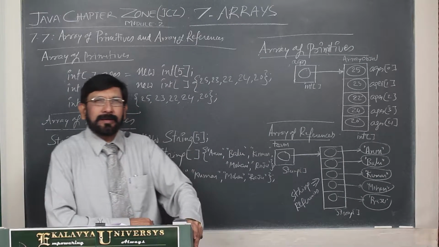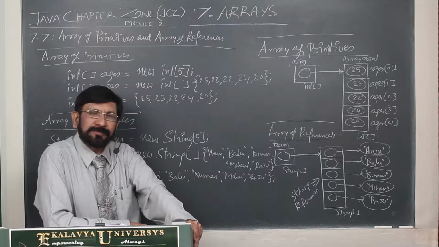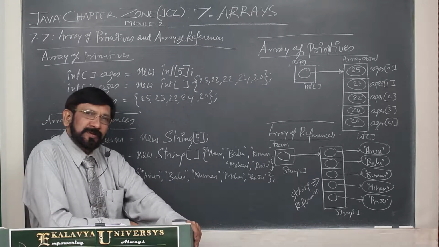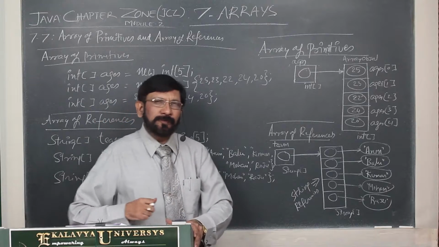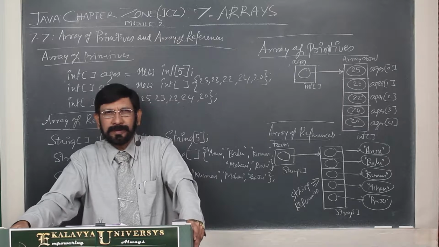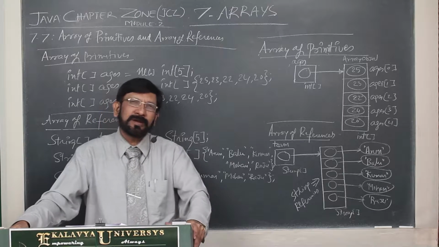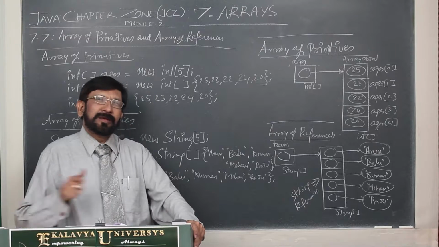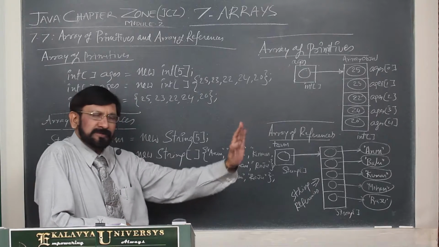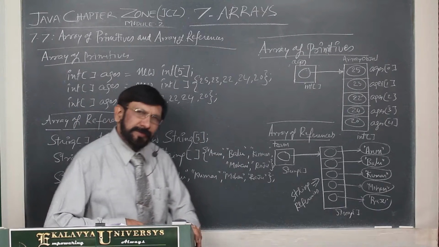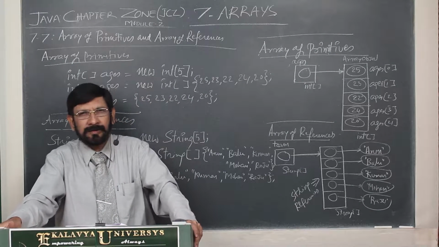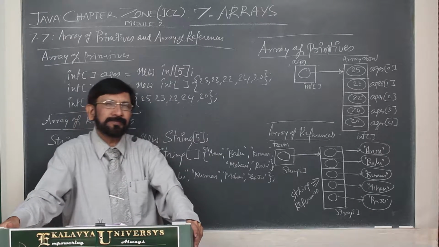Hello friends, now let us take up the concept number 7.7, array of primitives and array of references. So far I have been explaining the concept briefly in different previous concepts contextually. That brief knowledge is not enough. You must have perfect command over this concept. Then only you can understand future concepts very easily and comfortably.